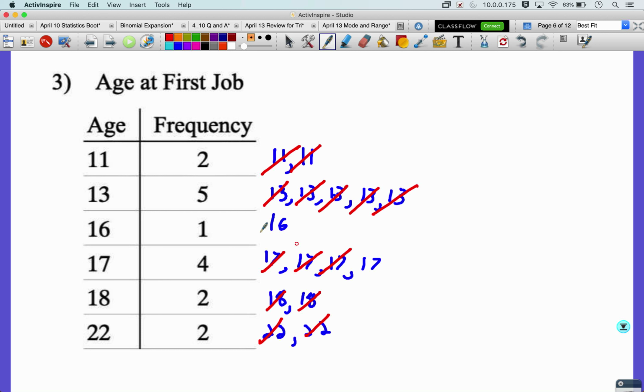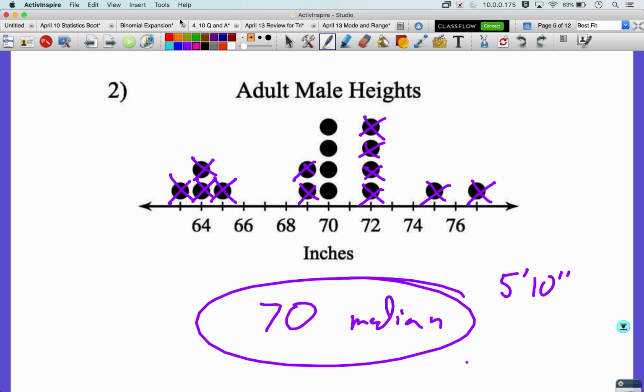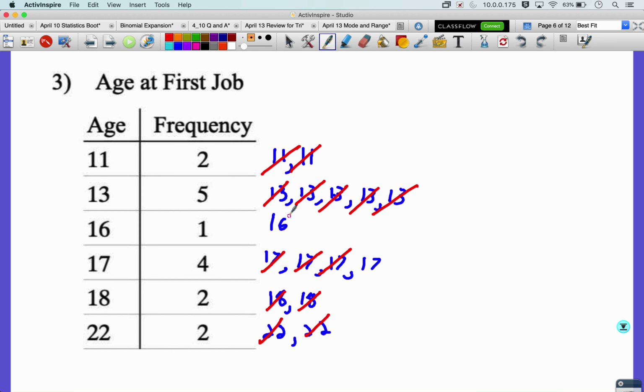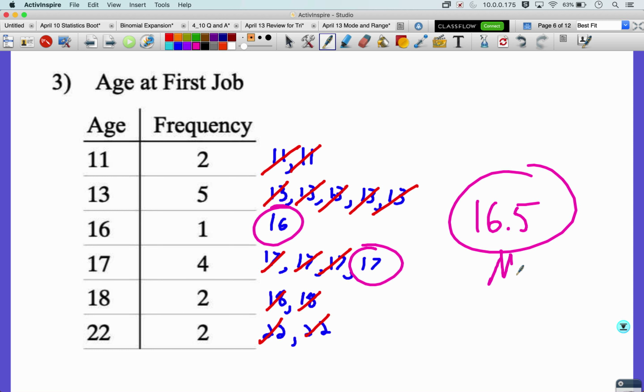All right, and then this was a case where I did have 2 numbers in the middle. I've crossed off 7 of these numbers from the smaller side and 7 from the bigger side, and I'm left with a 16 and a 17 in the middle. So I don't write down both of those. I have to write down the number that's in between them, and that is 16.5 as my median.